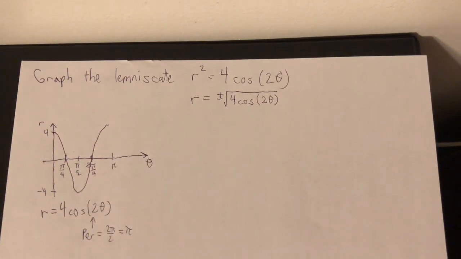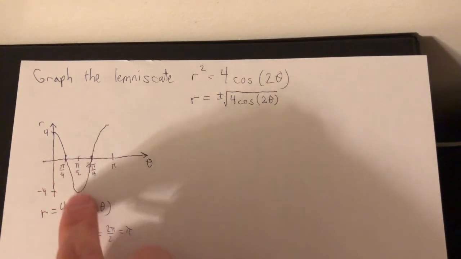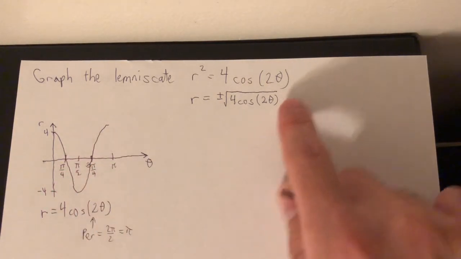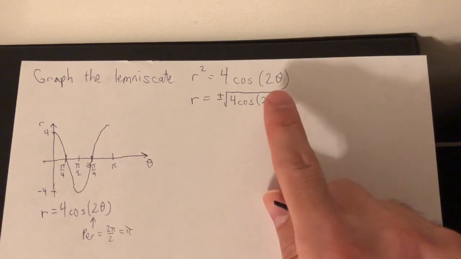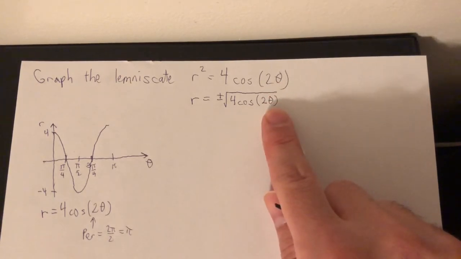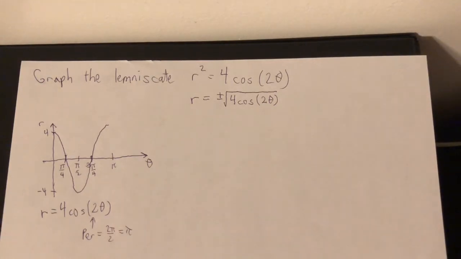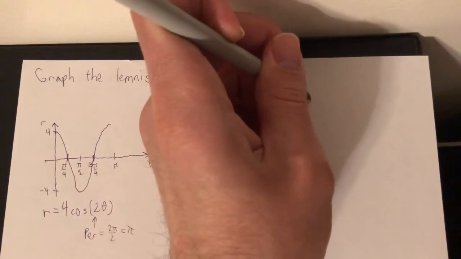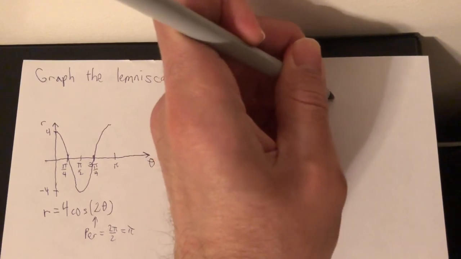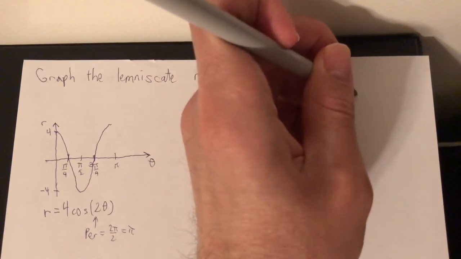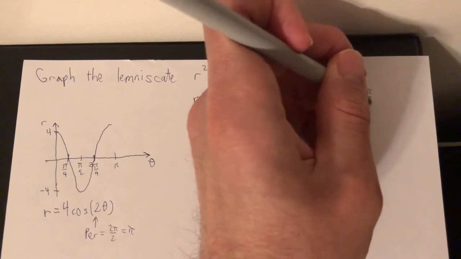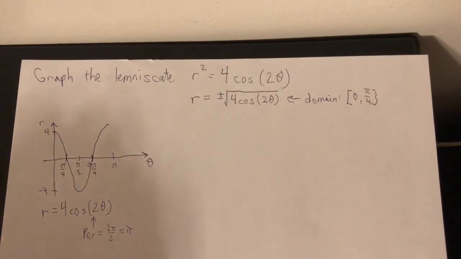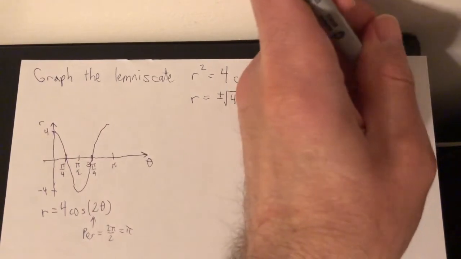Now, this is just 4 cosine of 2 theta. So what's going to happen when I take the square root? Well, when I take the square root, anything that's negative isn't going to be a part of the graph, because I can't take the square root of a negative number. I'm not going to get i involved in this section. So the domain here, if I restrict my attention to 0 to pi, is going to be just from 0 to pi over 4, and then from 3 pi over 4 to pi.